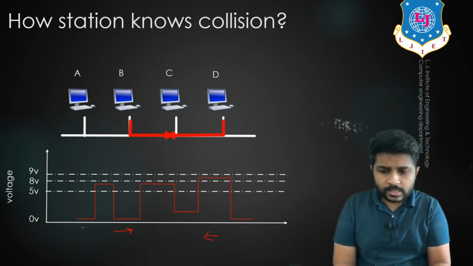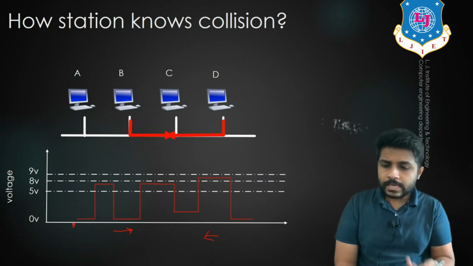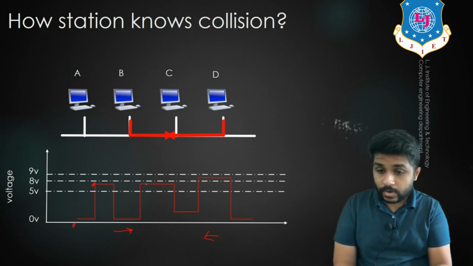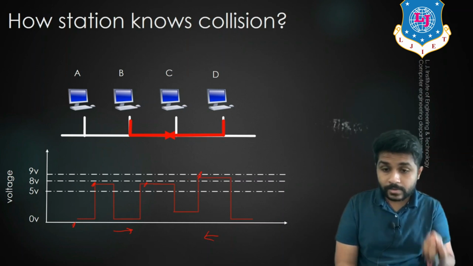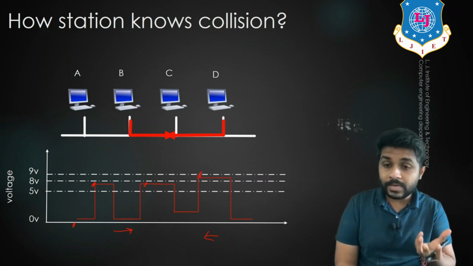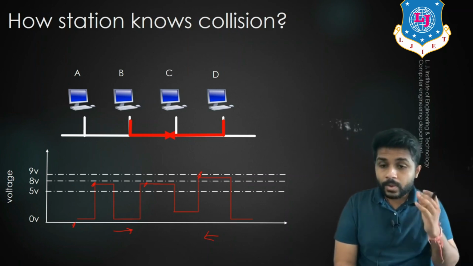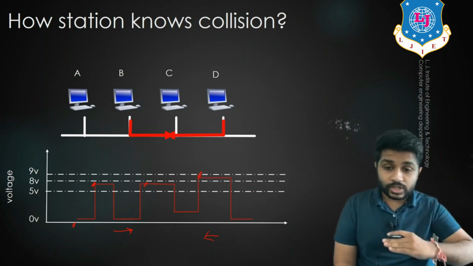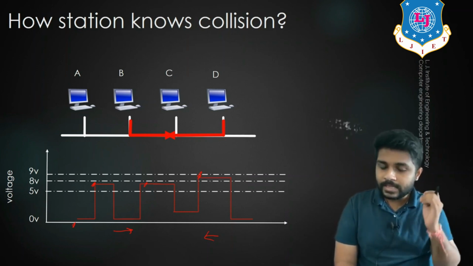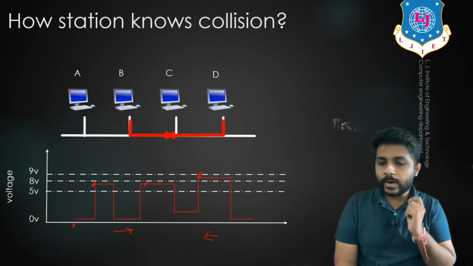Now when C receives a 0, C can understand that it is a 0 bit, but from, let's say, 7 volt, 9 volt, 8.5 volt, in that case C is not going to understand whether it is a 1 bit or 0 bit or something in between. So when C receives a signal which has a drastic change in the voltage level, it is going to understand that there is a collision in the network.